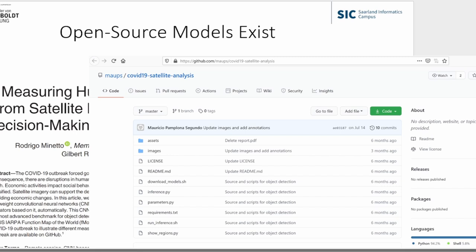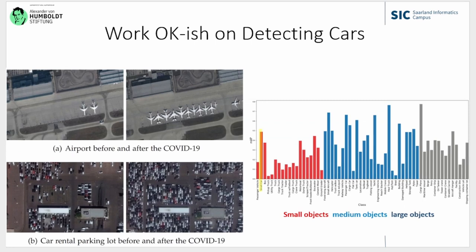In their work, they were interested in COVID-related changes to mobility, right? We can see this is a parking lot of a car rental location, and after COVID, none of the cars were rented out, right? And similarly above, you see airports where a lot of planes are grounded. On the right, you see the performance of their object detection for a number of different classes: small objects, medium objects, and darkish blue, black is large objects.